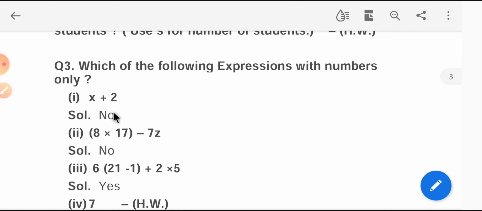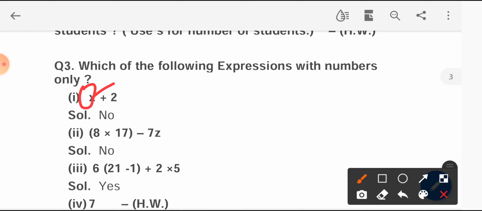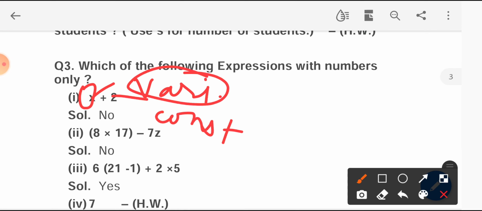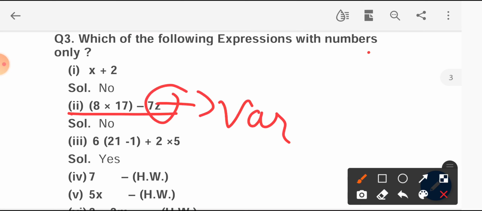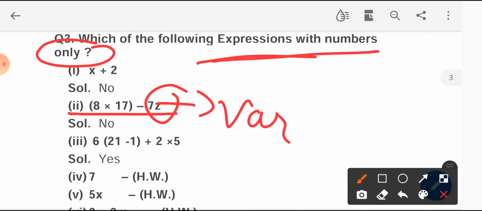So first is x plus 2. It is no. Why? Because you can see x is a variable is given and 2 is a constant, मतलब number है, लेकिन यहाँ पर variable दिया गया है, इसलिए answer क्या आएगा? No. Second one, 8 multiply 17 minus 7z. Here also you can see z is given means variable is given, मतलब ये पूरा expression number से बना हुआ नहीं है, so answer will be no.